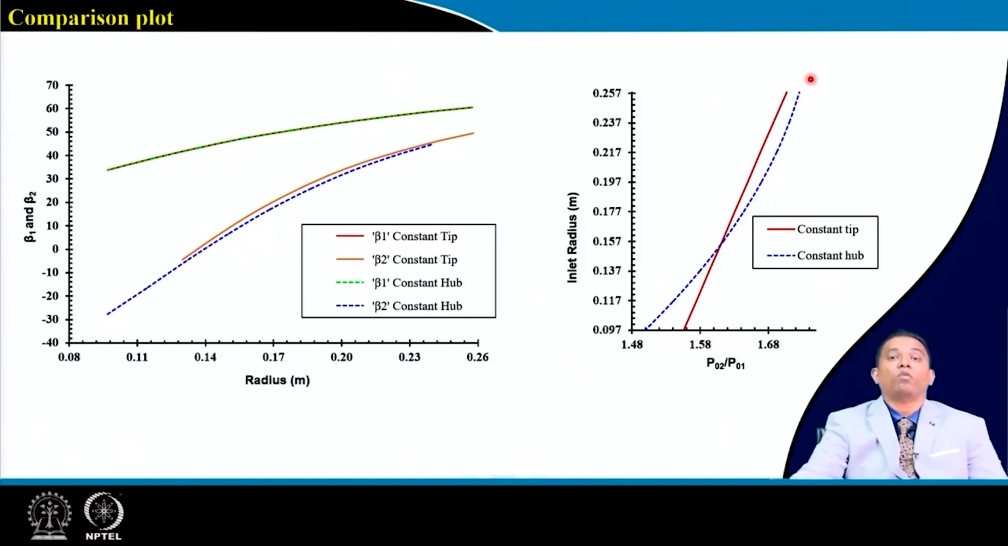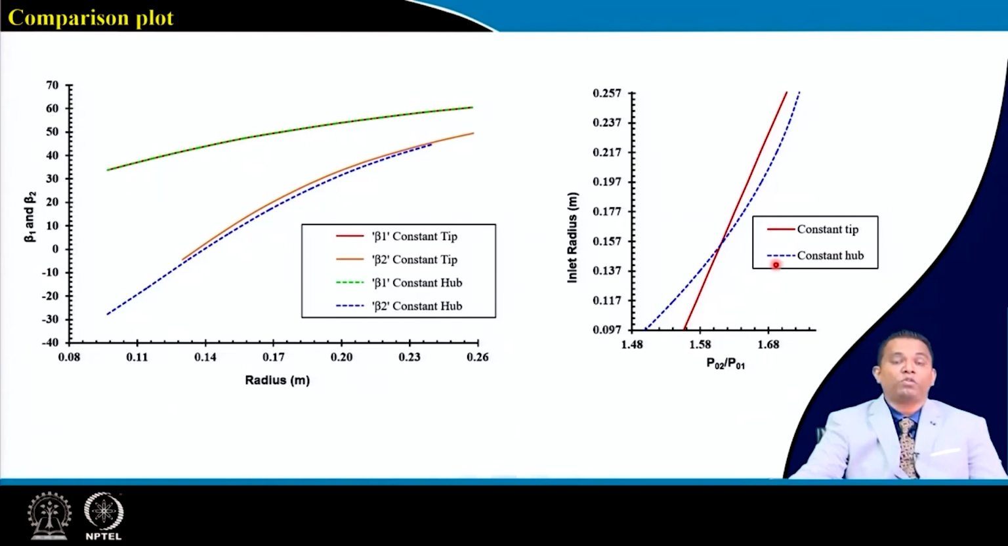Purposefully this kind of load configuration has been selected, so do not get confused. We can consider the same distribution of delta P0 both for constant hub diameter and constant tip diameter, but that will not serve the purpose of explaining this aerodynamic design. As a designer, we need to keep all these kinds of configuration in mind.